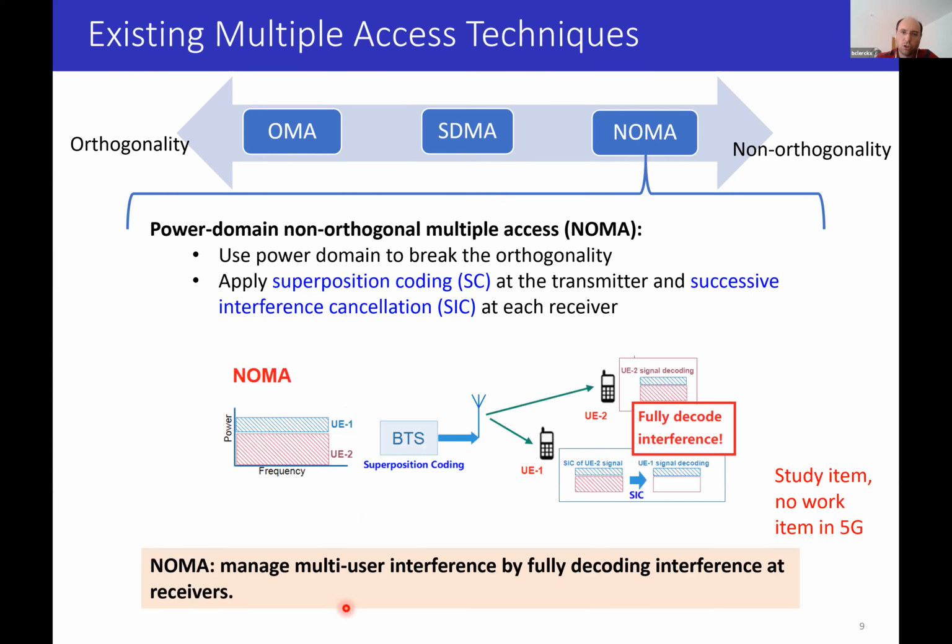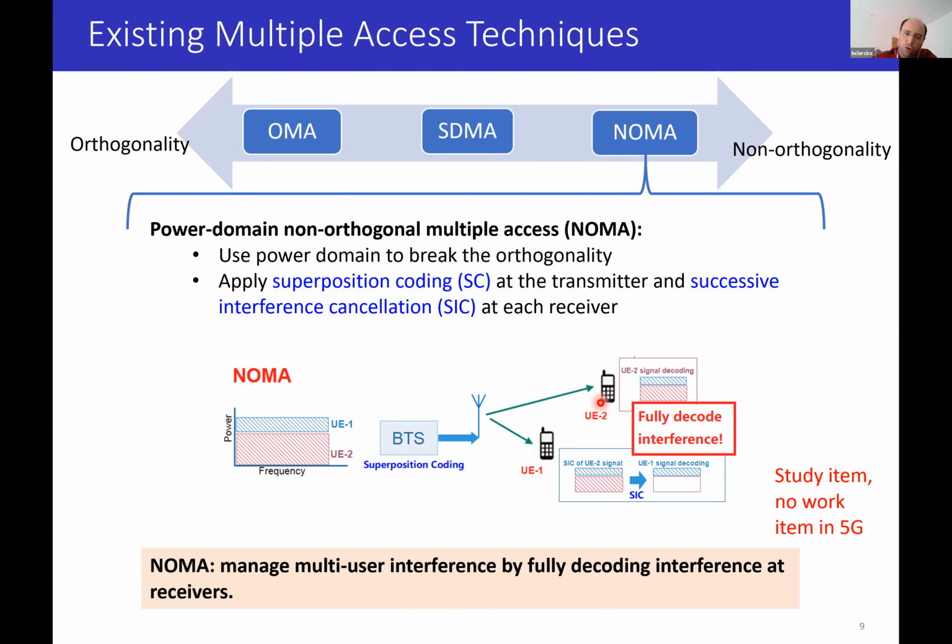That's the key. Now NOMA is quite different, because in NOMA, we use the power domain to break the orthogonality, and we use the superposition coding with SIC architecture. So here is an example in a single antenna setup. We have two users that are superimposed in the power domain. And at the receiver, we have one good user with a good channel, and one weak user with a weak channel.